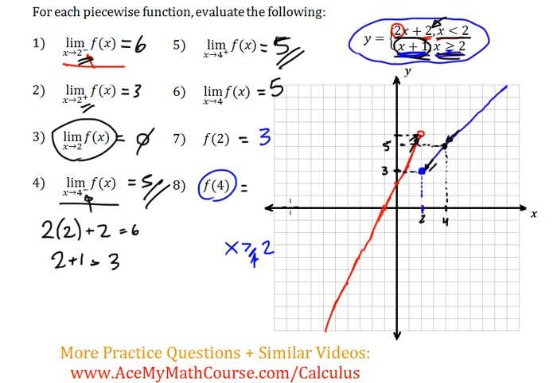Great. What about f of 4? We're also going to use the same piece, because 4 is bigger than 2. So we plug the 4 in here, 4 plus 1, 5. Fantastic.